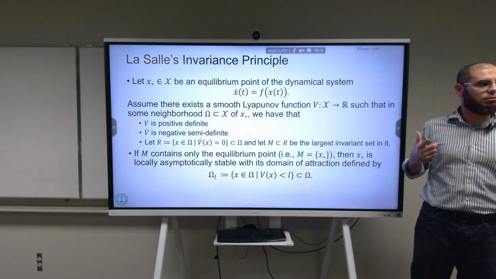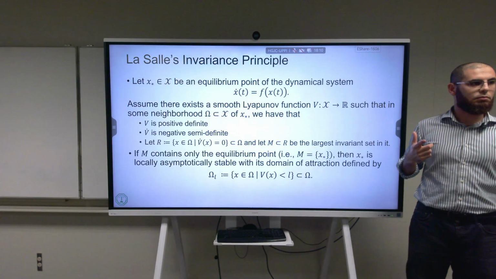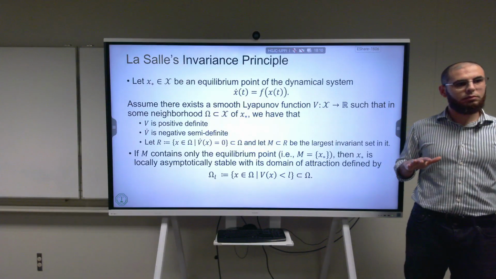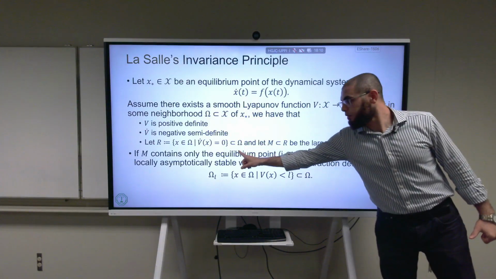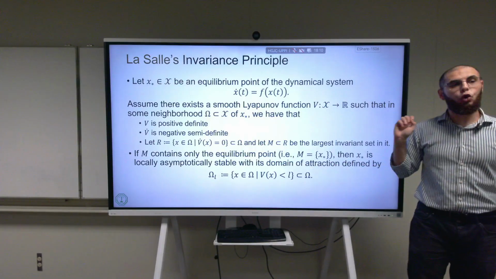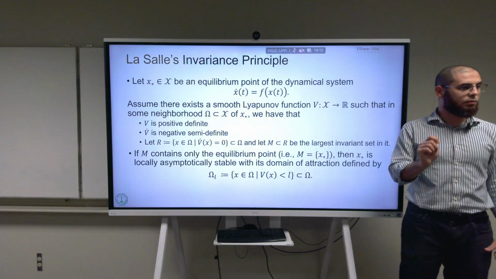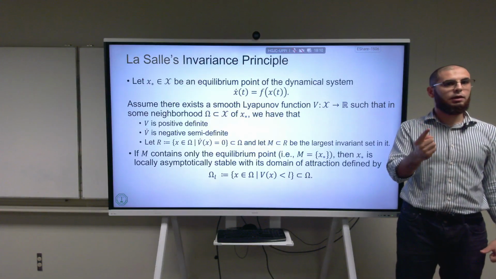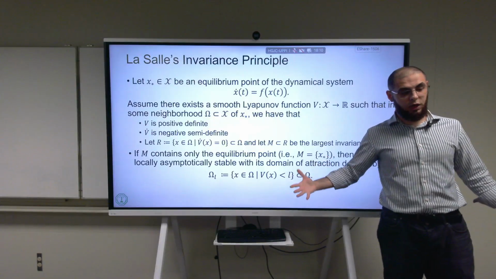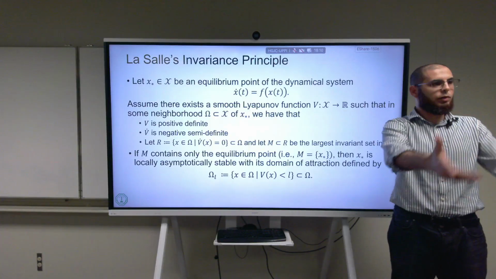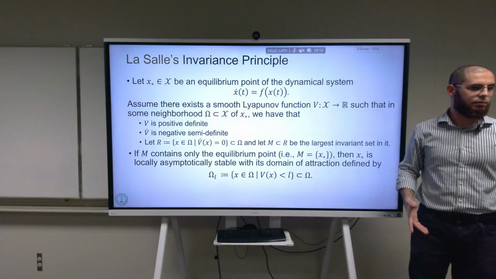What was it? No, that's not the radial unboundedness. This condition: if M contains only the equilibrium point that we want, so it only contains one equilibrium point, then we can conclude that we're going to that M, and that M already is the equilibrium point we want, so we can conclude asymptotic stability.